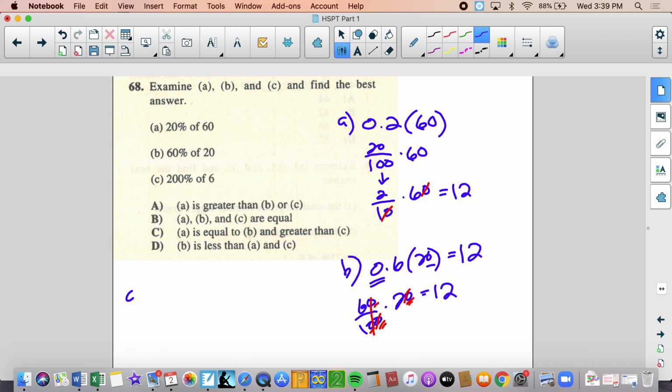And let's look at C, 200%. 200% converted to a decimal is 2, and 2 times 6 is 12. 200% is 200 over 100. And again, the zeros cancel, and you're left with 2 times 6, which equals 12. So is A greater than B or C? No. Are A, B, and C all equal? Yes. Is A equal to B? Yes. Is A greater than C? No. Is B less than A? No. So my answer is B.